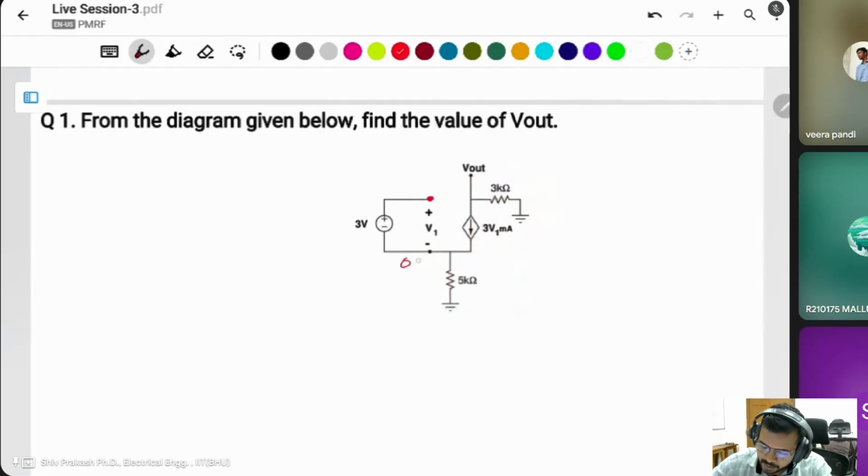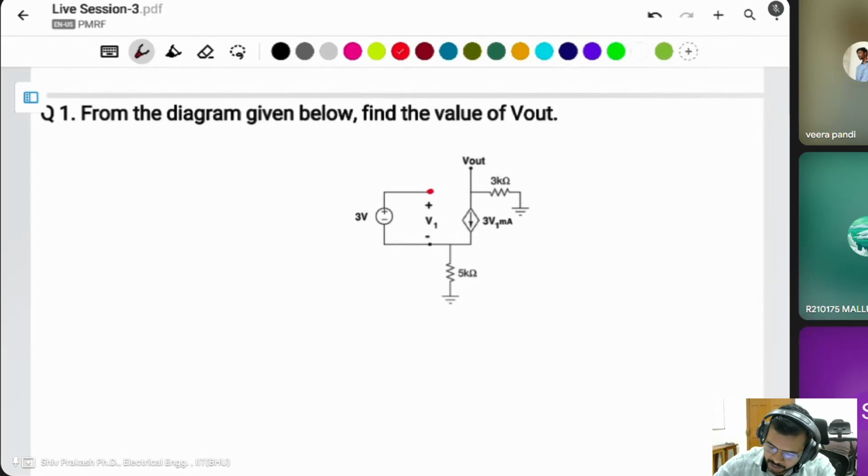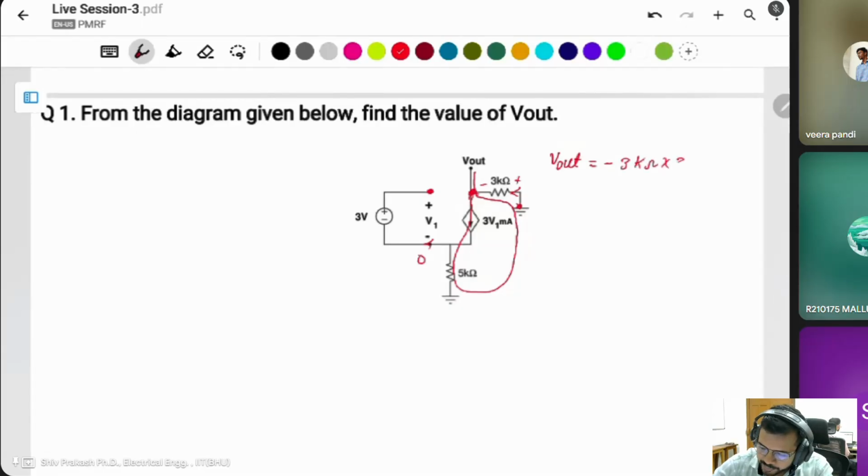Okay, this current is 0, that means this current is passing through like that. V out. Then it is asking the voltage across this. It means this current is flowing through like that. Then V out, voltage across this resistor. It means this is the negative terminal connected to V out, and the positive terminal, it means negative of 3 kilo ohm into current 3 V1 milliampere.